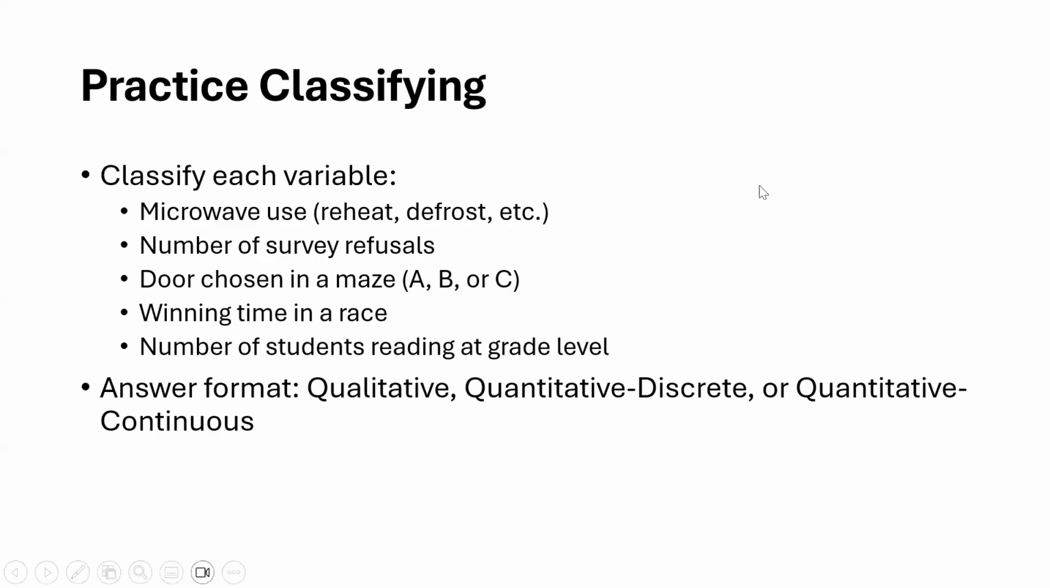Winning time in a race is quantitative. Continuous. Time is measured and can take on an infinite range of values. Number of students reading at grade level is quantitative, discrete. Again, we're counting individuals. You can't have part of an individual. Getting comfortable with this classification will help you describe data clearly and choose the right tools to analyze it.